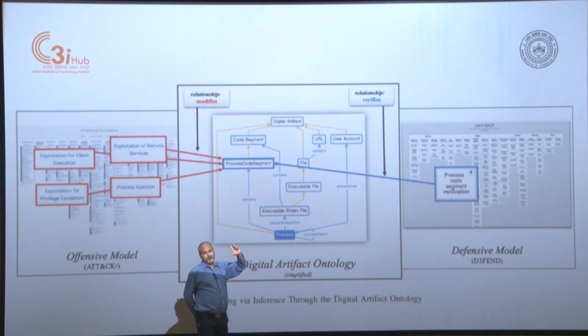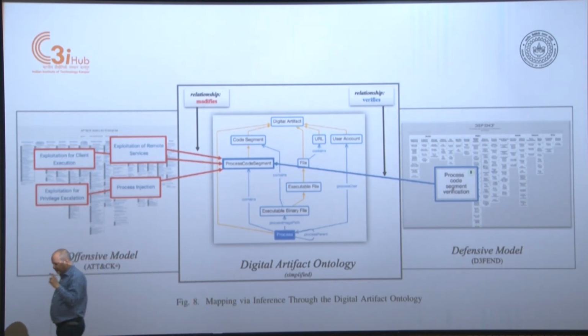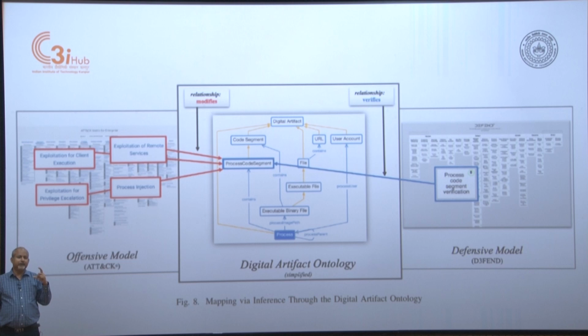That basically looks at the process's code segment, the integrity of the code segment, whether the code segment is what it is supposed to be versus what the code segment is currently loaded as. If there is a variation, you know that one of these might have happened, right. So, this is the way digital artifacts connect the offensive model with the defensive model.